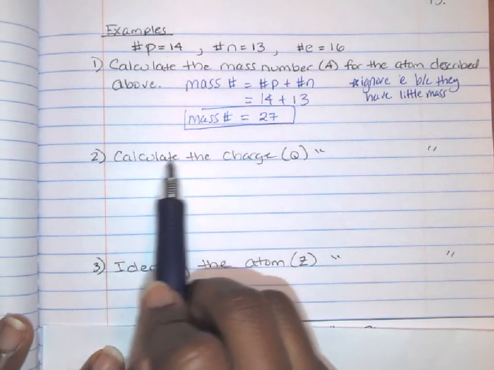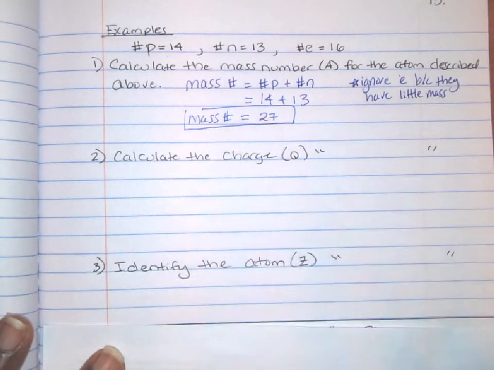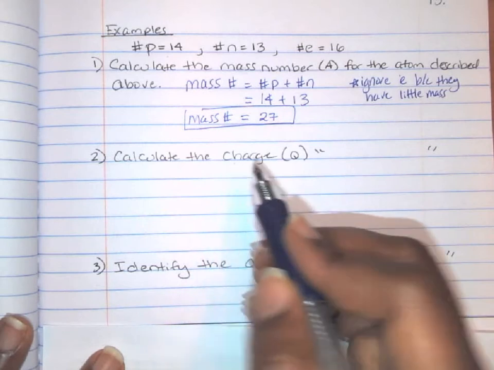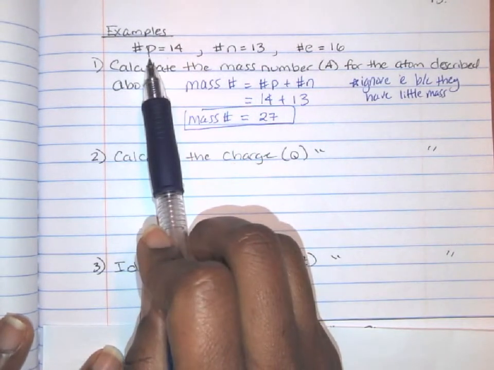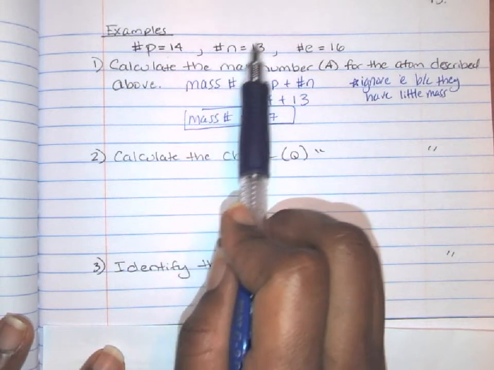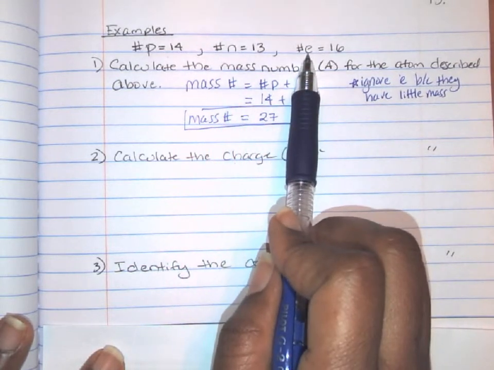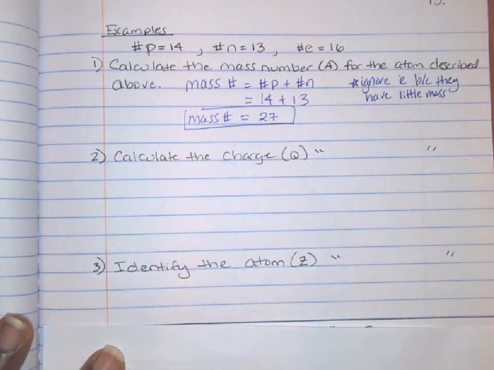The next part is asking us to calculate the charge. So if we're calculating the charge, we only want to focus on subatomic particles that have charges. So protons have charge, neutrons do not, so we ignore those here, and electrons have a charge. So we're just going to focus on those two.